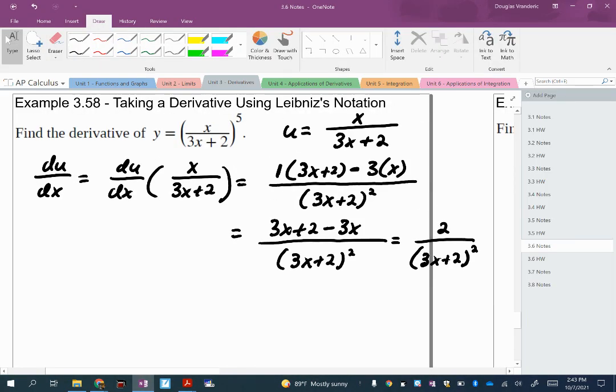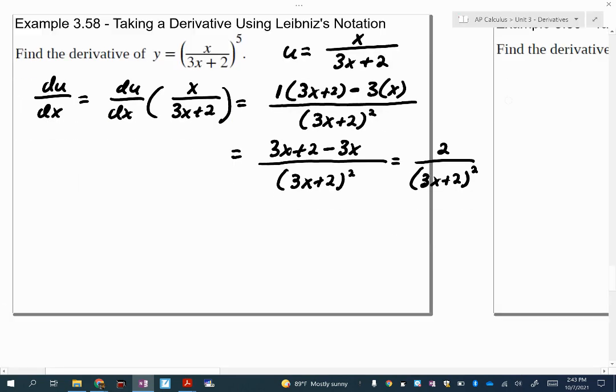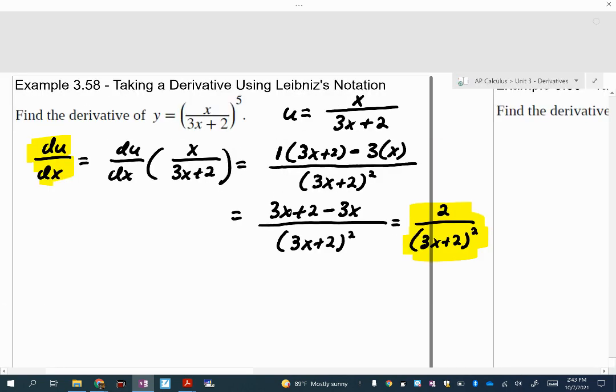I'll highlight that to make sure you understand. We found one of the pieces. Okay. The other piece is going to be dy.